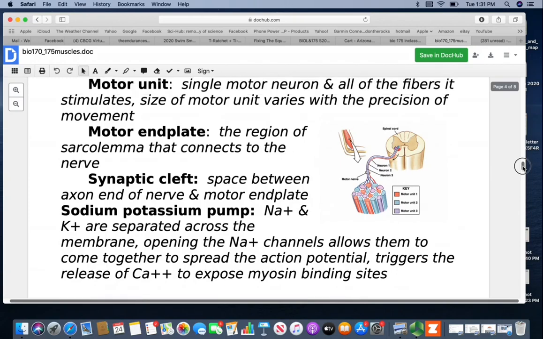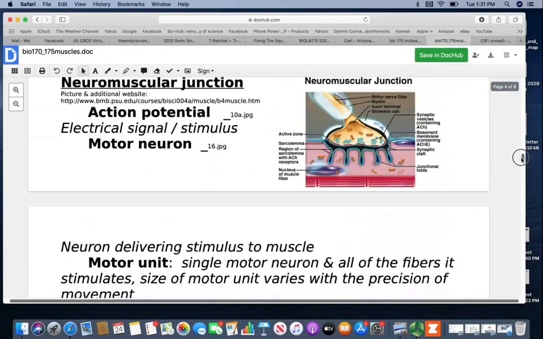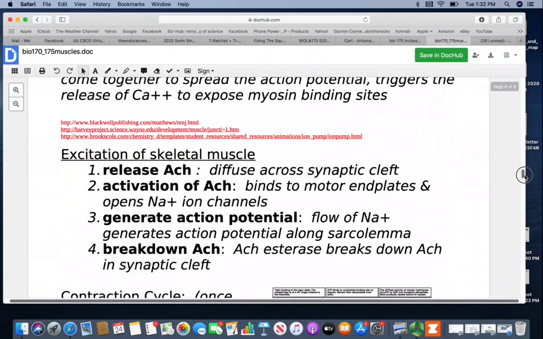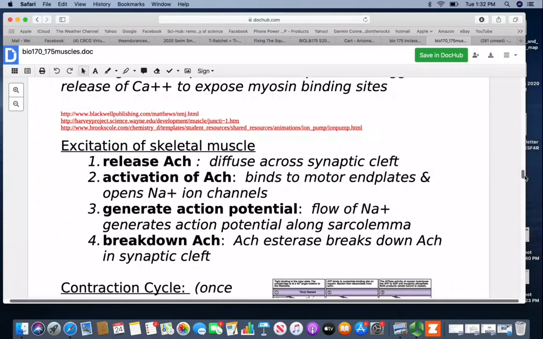So when we look at this process of the neuromuscular junction, what's going to happen is you're going to have the action potential travel down the motor neuron, and it's going to trigger the release of this acetylcholine. So the acetylcholine is going to diffuse across the synaptic cleft, and then it will activate the motor end plate and open the sodium ion channels. So it binds to the motor end plate. This is going to generate the action potential as those sodium ions flow back across the membrane.